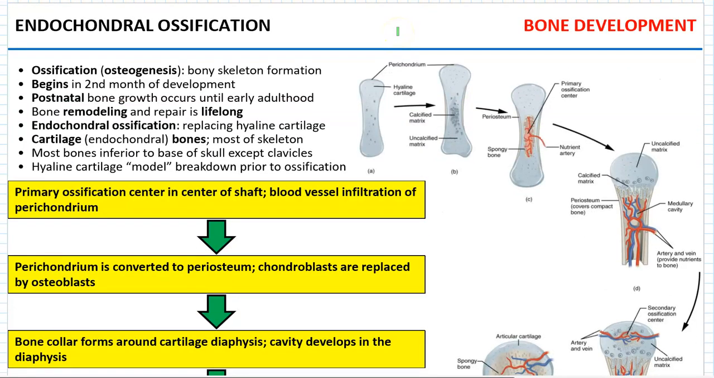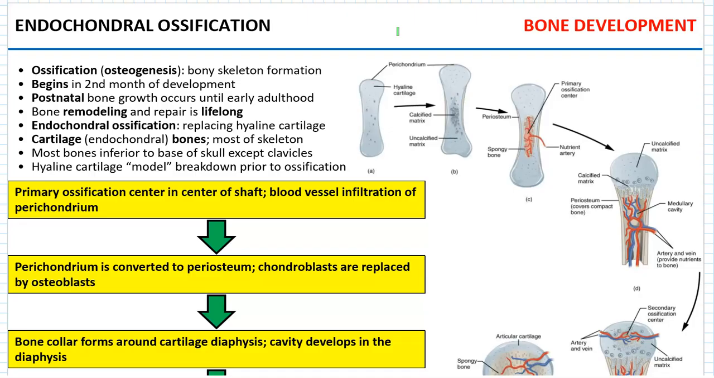Which brings us to the development of the bone. The first one we're going to talk about is the process that's called ossification. The first ossification we're going to talk about is endochondral ossification. Endo means inside. Chondral means cartilage. So this ossification starts within the cartilage.